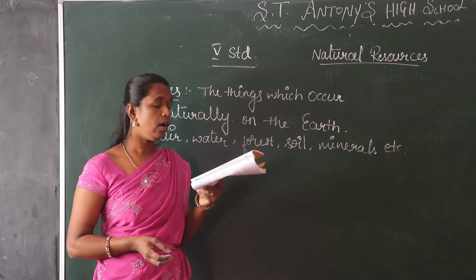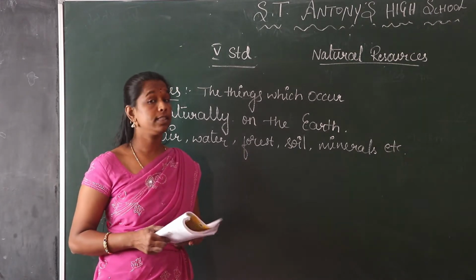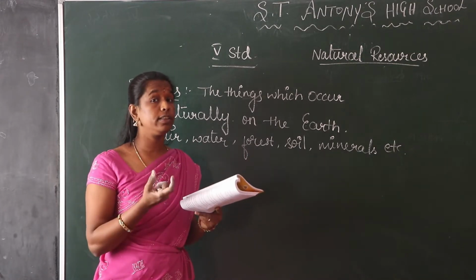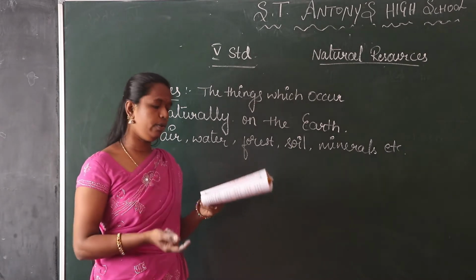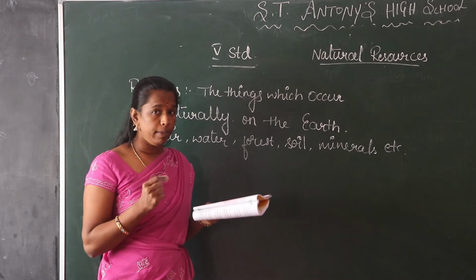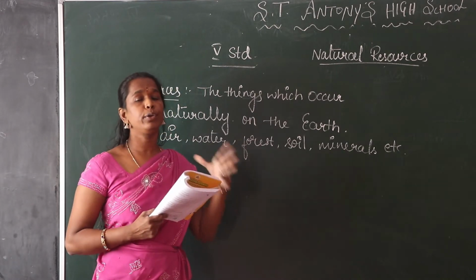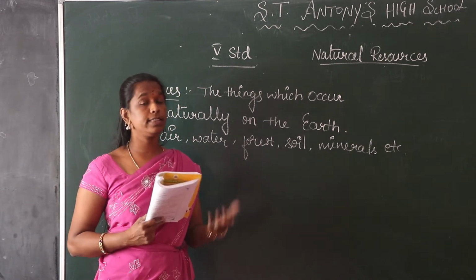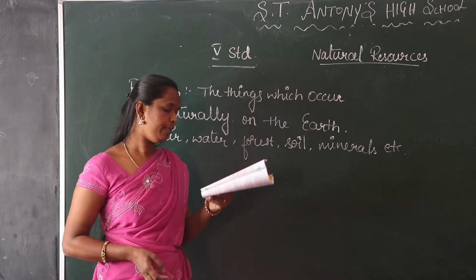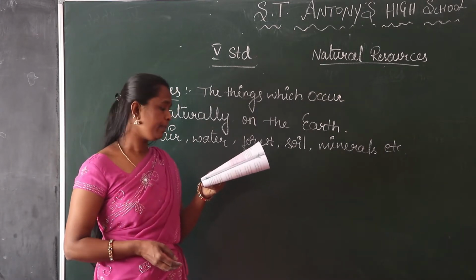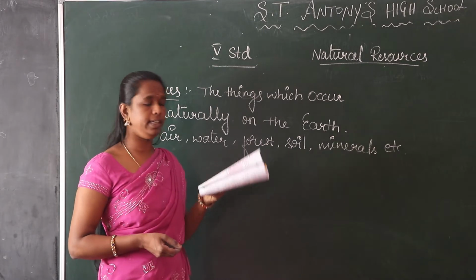Second one: I occupy a major portion of the earth. I satisfy all your thirst. During thirst we need water, no? I make animals, trees and plants cool. What is the answer? Water.